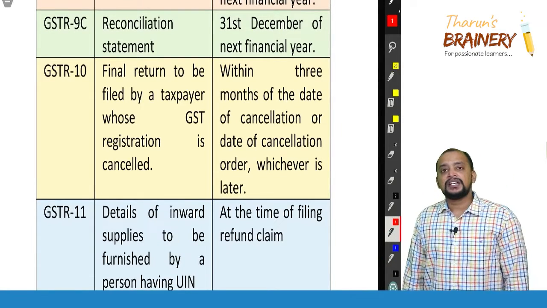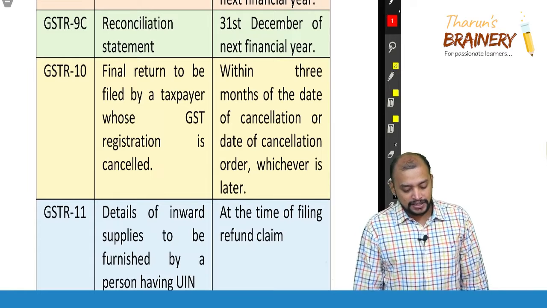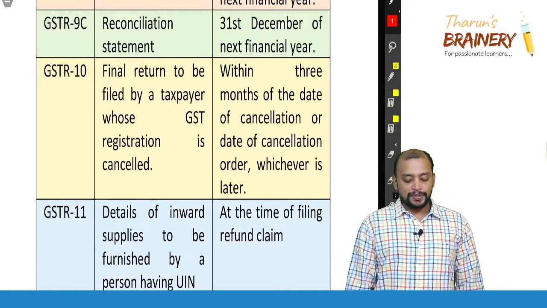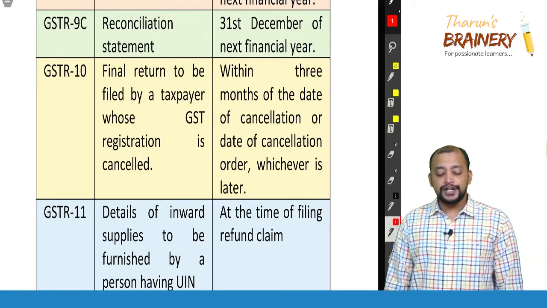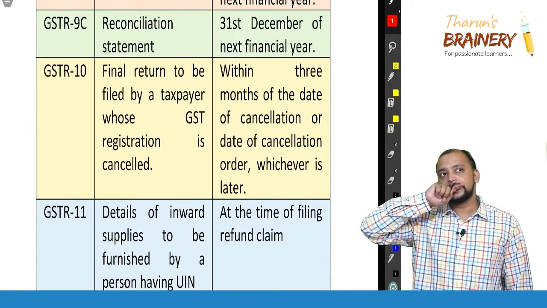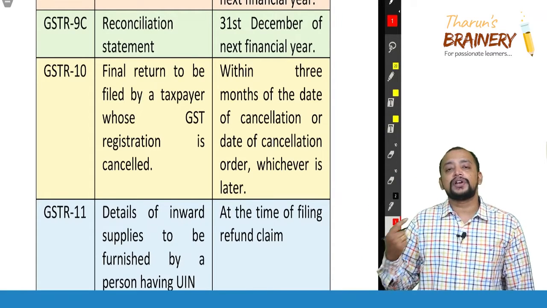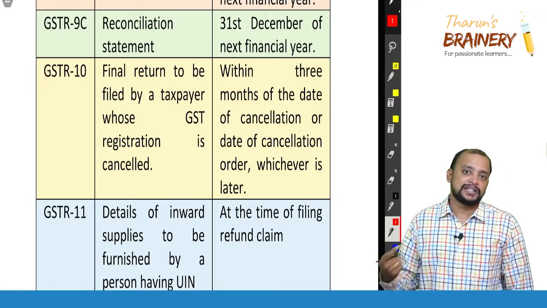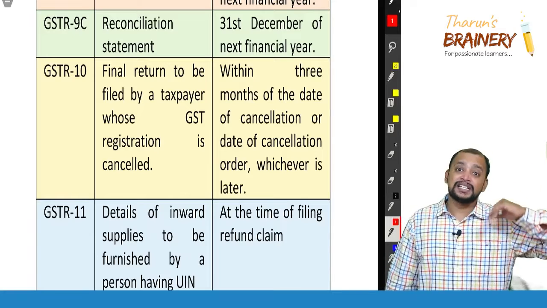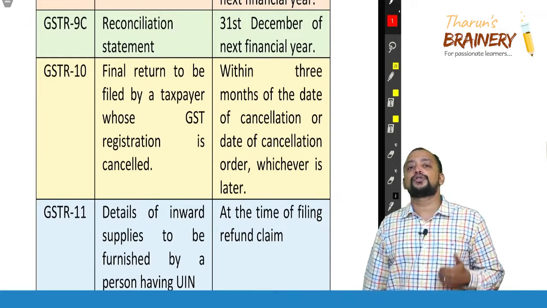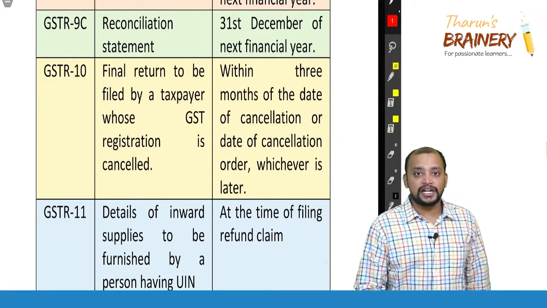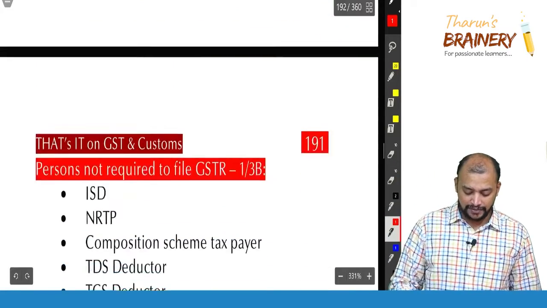GSTR 11. GSTR 11 is like details of inward supplies to be furnished by a person having a unique identification number. A person who is having a UIN needs to file GSTR 11 at the time of filing a refund claim. Like I told you already, this is the consulate, embassy, foreign diplomatic missions, etc. Their outward supply is exempted. On their inward supply, whatever GST paid, they will get as a refund. So along with the refund claim, they should file this GSTR 11 also. So details of their purchases, at the time of filing the refund claim. These are the various returns that we have.